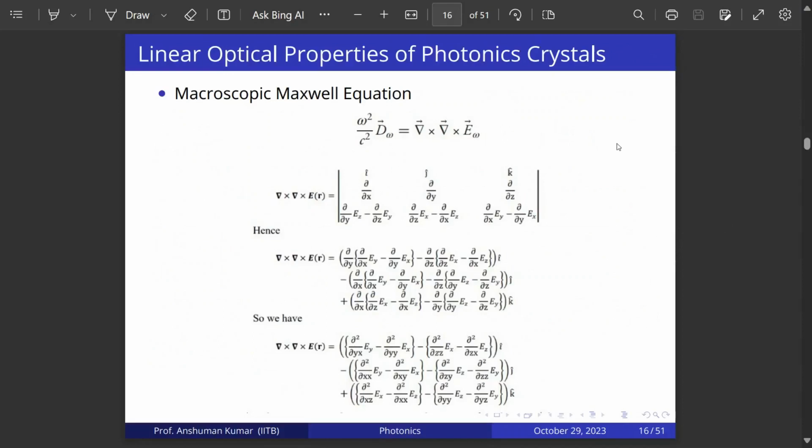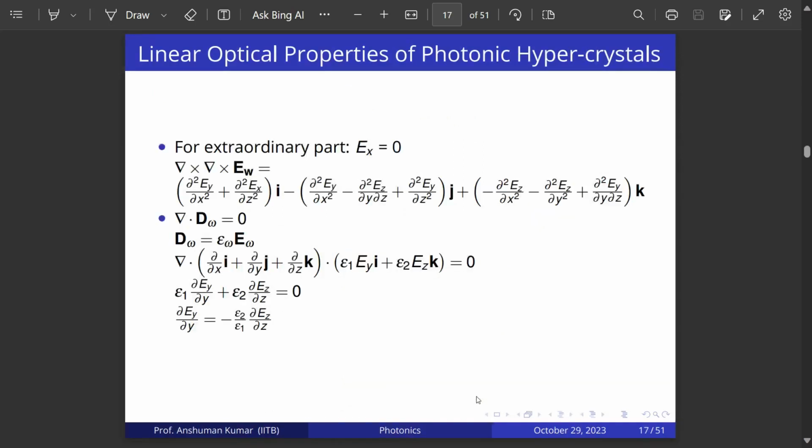So now we go into the mathematics of this paper, and we start with the macroscopic Maxwell equation, which can be written as del cross E equals omega square by c square into the displacement vector. As we expand this del cross E in terms of i, j, and k, we find this kind of expression. Now, for the extraordinary part, Ex is zero.